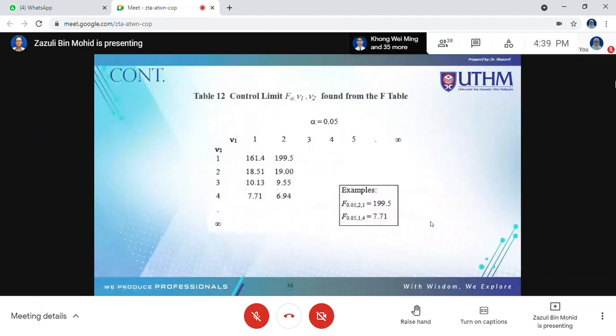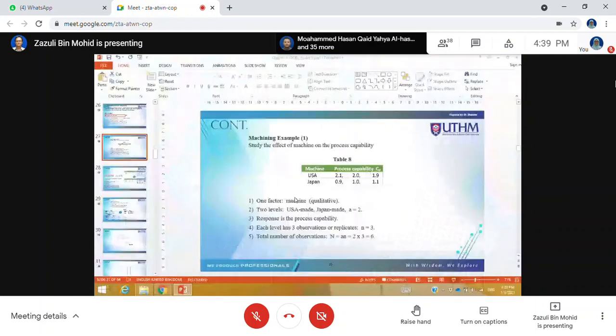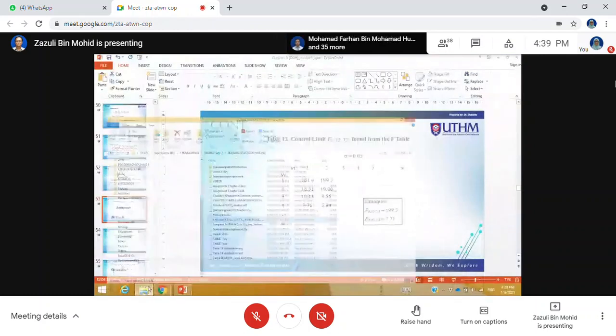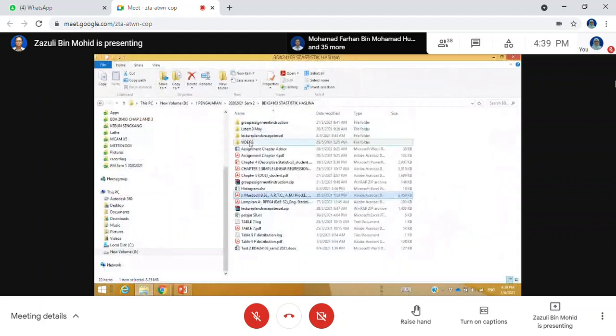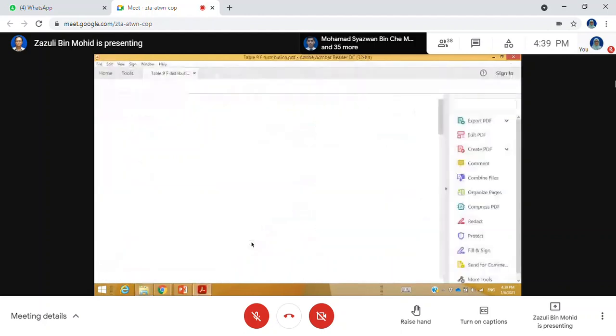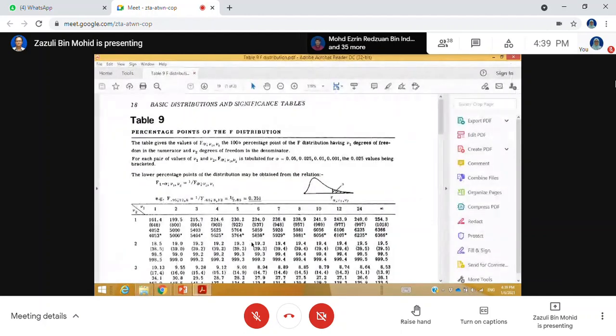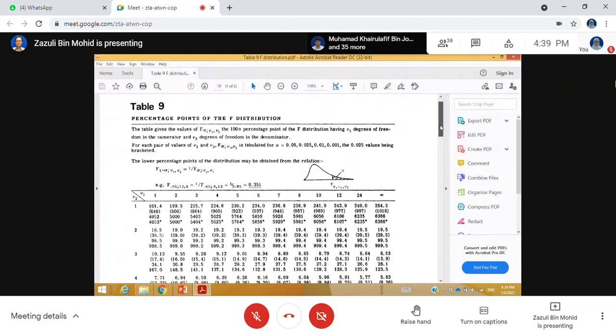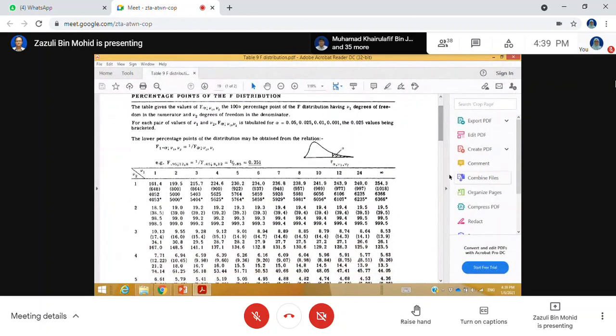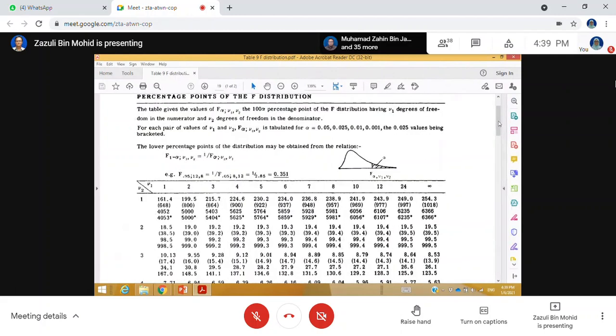So this next slide is showing the example of how we read the table, but we can see also the actual table. I think Dr. Hasrina already explained to you how to read the F table. So in case you missed that one, I will explain to you how to read this table.